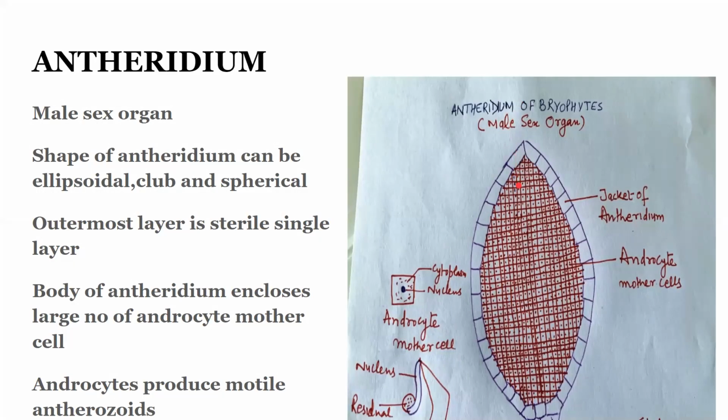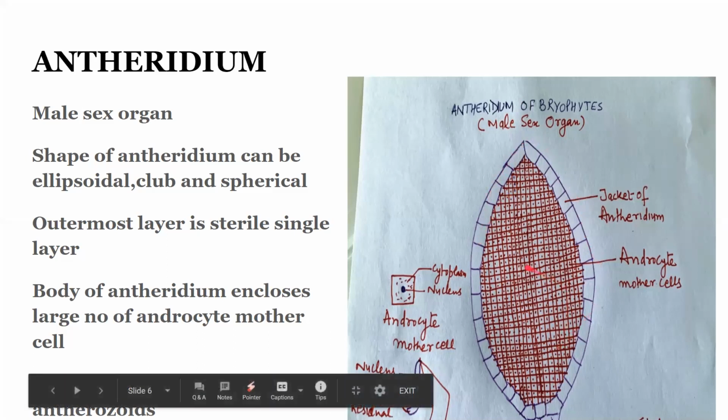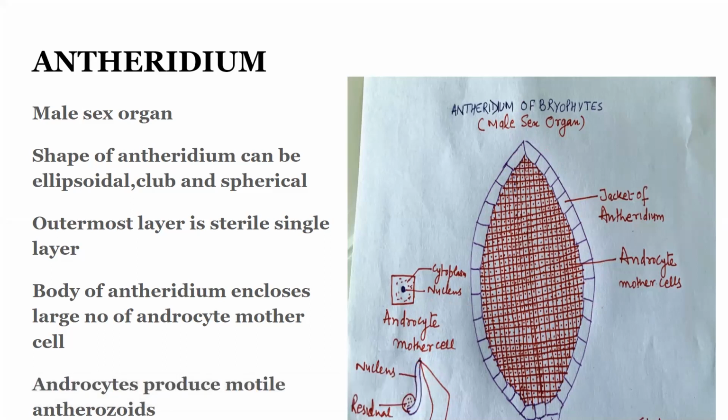This is the male sex organ of bryophyte. This is called antheridium. It has a club-shaped, spherical or ellipsoidal body, and this is covered by a sterile jacket. Inside, this encloses a large number of androcyte mother cells. Each androcyte mother cell can give rise to a spermatozoid. Spermatozoids are biflagellated and they have an elongated nucleus, which is again haploid in genetic constitution. And these flagella help in motility of the antherozoid toward the female structure called archegonia.